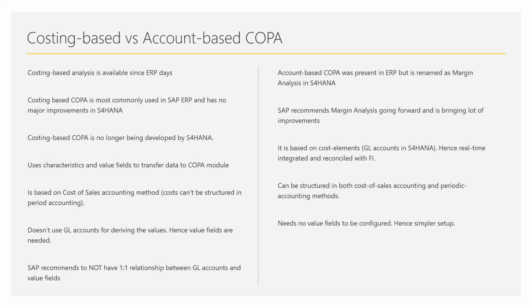The system cannot identify the value as such directly. We need to inform or direct the system on how to fetch a value for a particular characteristic or a particular amount or a particular quantity. We need to link it. Do not worry, we will see in detail in the subsequent videos. But understand that costing based COPA is not linked with the GL accounts. It cannot fetch the values directly from the GL account. We need to create value fields and link them with the condition types or anything which can give the values. So that is why the setup or configuration of costing based COPA is a bit more complex compared to account based COPA.